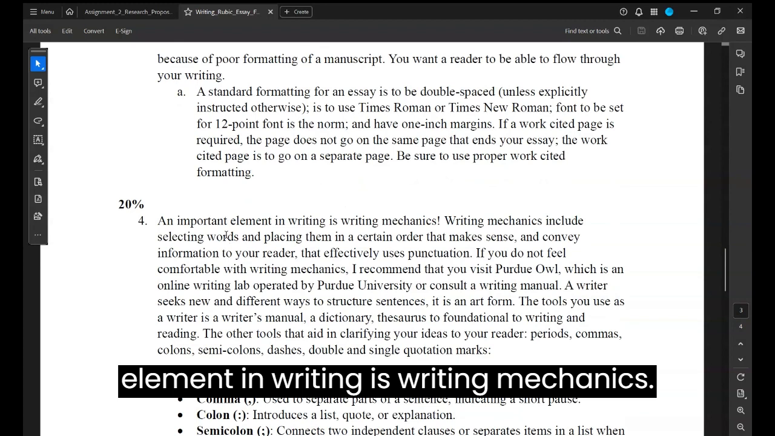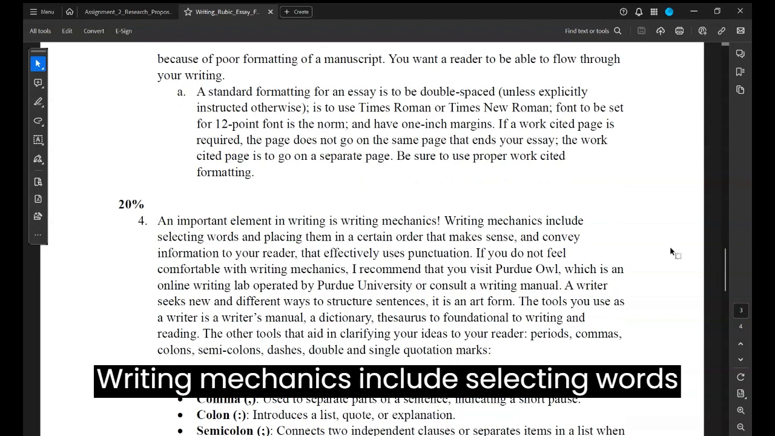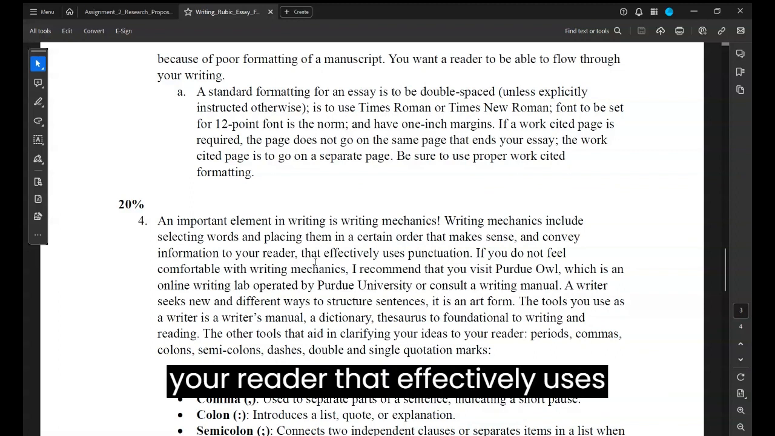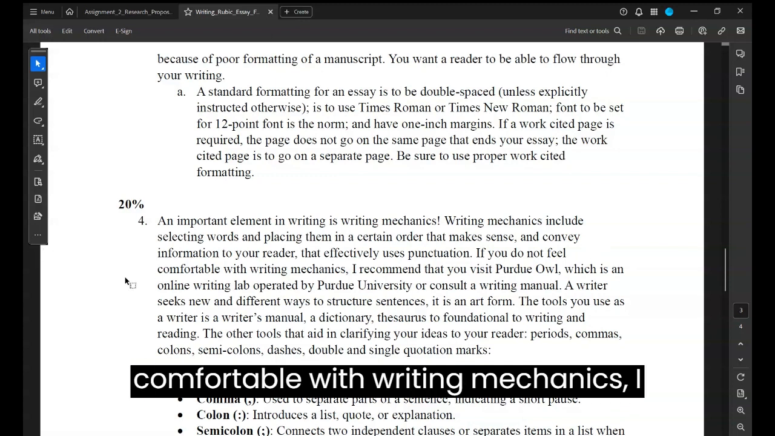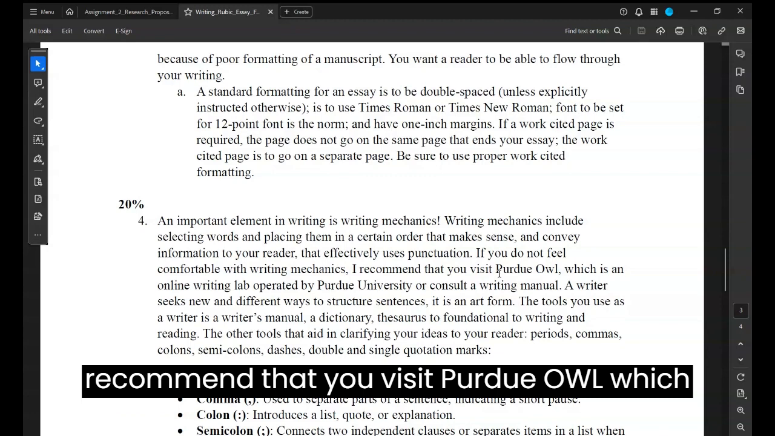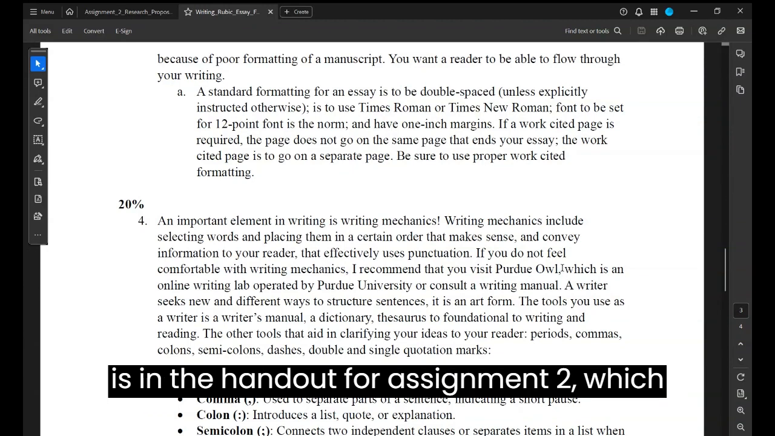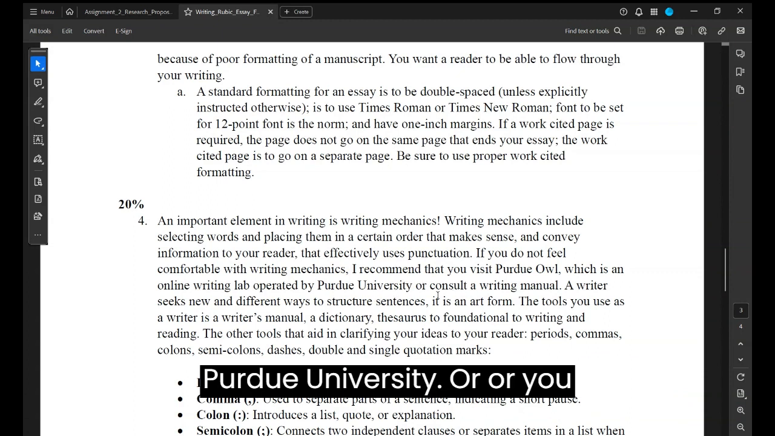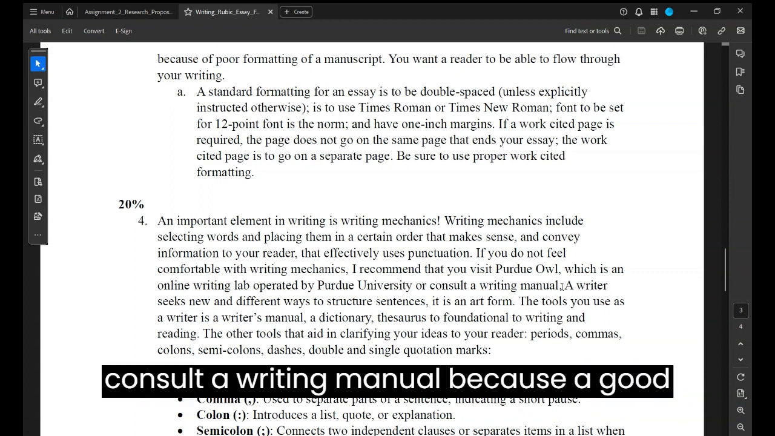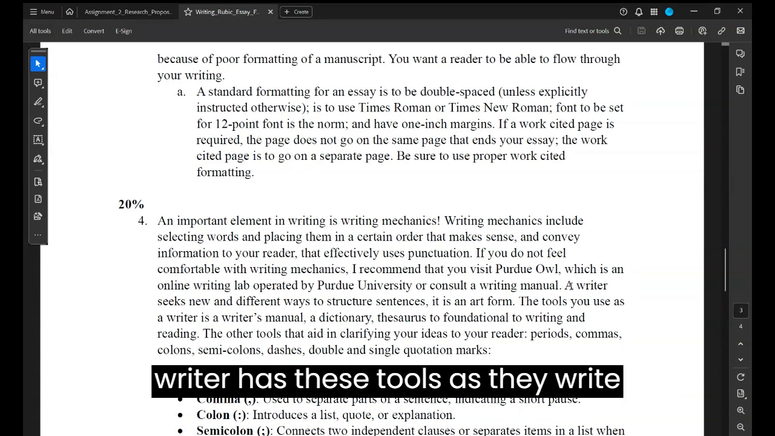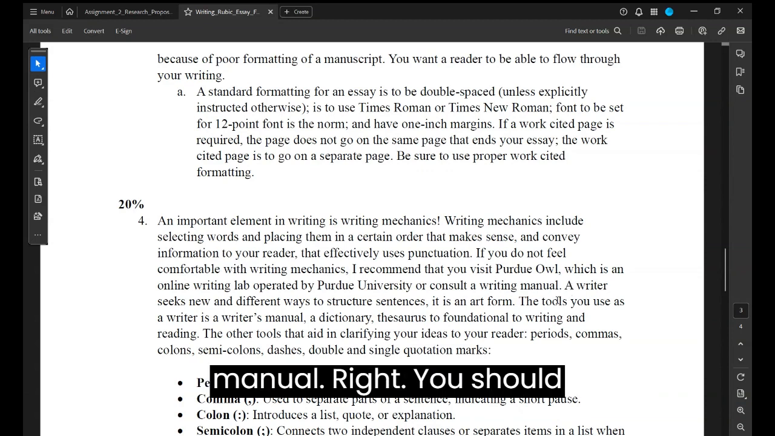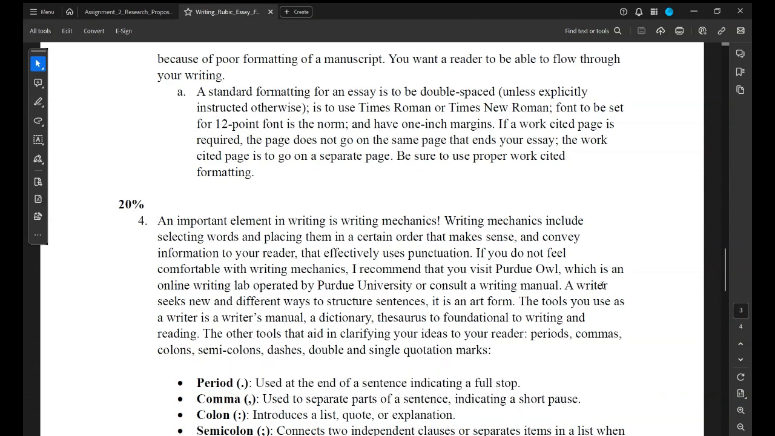Okay, an important element in writing is writing mechanics. Writing mechanics include selecting words and placing them in a certain order that makes sense and conveys information to your reader, and effectively using punctuation. If you do not feel comfortable with writing mechanics, I recommend that you visit Purdue OWL, which is in the handout for assignment 2, an online writing lab operated by Purdue University, or you consult a writing manual, because a good writer has these tools as they write: a dictionary, a thesaurus, and a writing manual. All right. You should get into that habit.